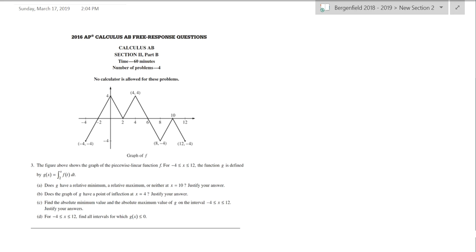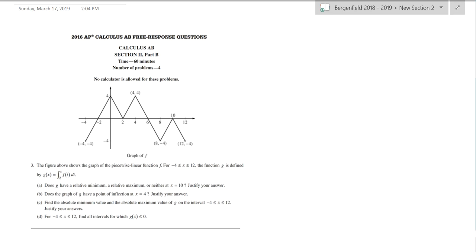Okay, welcome to AP Challenge 2016, question 3, part A. The figure above shows the graph of a piecewise linear function f for -4 to 12. The function g is defined by g of x is equal to the integral from 2 to x of f of t dt. Does g have a relative minimum, a relative maximum, or neither at x is equal to 10?